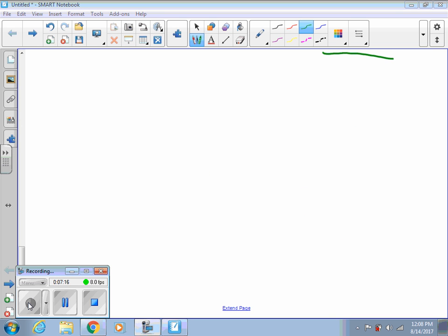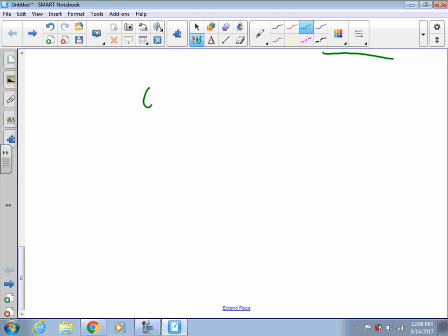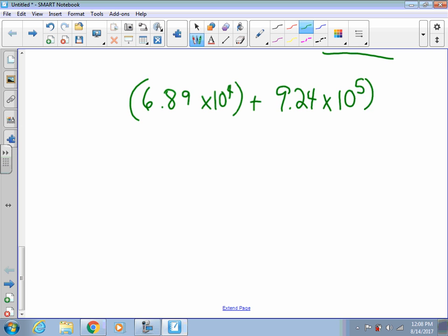Okay, so with adding and subtracting scientific notation problems, you have to tweak it a little bit sometimes to be able to do it. So we've got example 6.89 times 10 to the 4 plus 9.24 times 10 to the 5. Well, in order to add this, you're going to have the same power of 10. So we're going to have to change either the 9.24 or the 6.89.